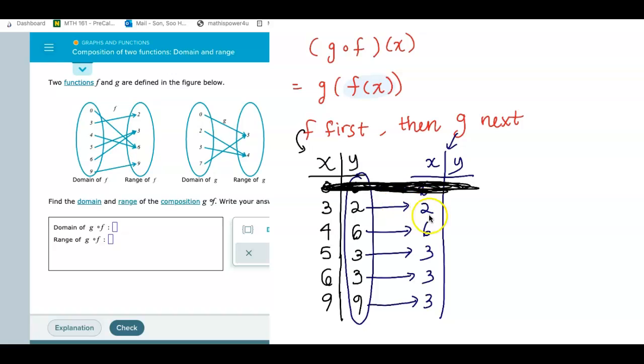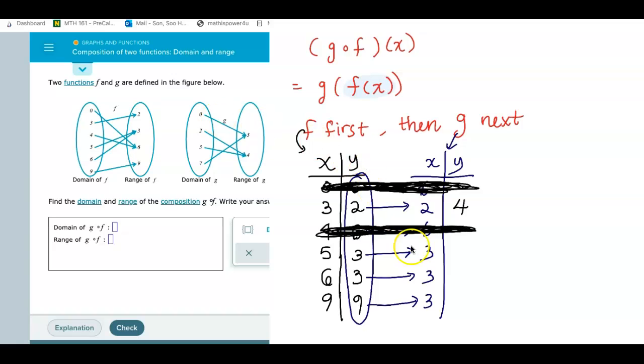How about the next number, 2? Do we see 2 anywhere? Oh, 2 is listed here, and 2 is going to 4. Oh, here the next number is 6 again, but I don't see 6 listed in the domain of G. So I will have to cross this one out.